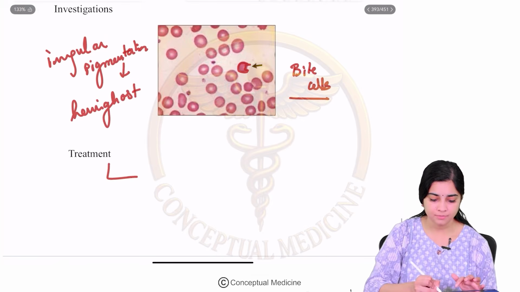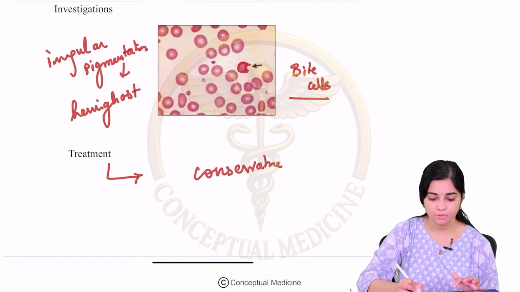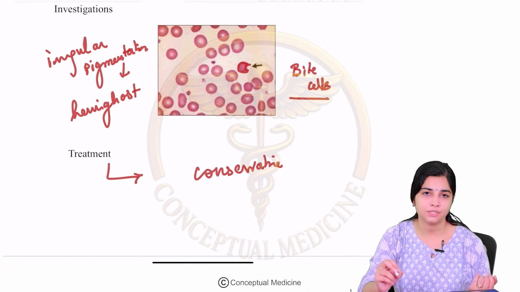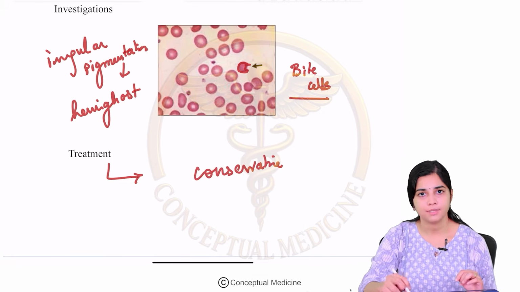What is the treatment? Most often the treatment is conservative in nature. You just have to monitor and withdraw the offending agent if it is found. Okay, right? So, this is about G6PD deficiency.